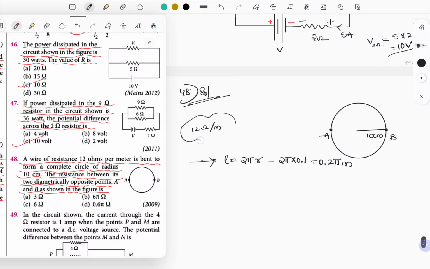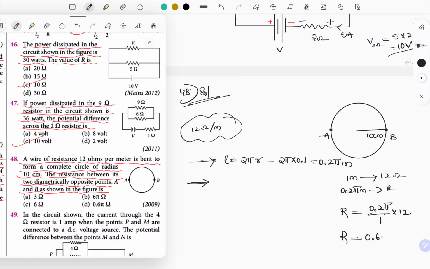So what is the resistance per unit length? They have given 12 ohms per meter, right? If for 1 meter the resistance is 12 ohm, then for 0.2 pi meter, what's going to be the resistance? Then R is proportional to 0.2 pi divided by 1 into 12, which is equal to 0.6 pi.